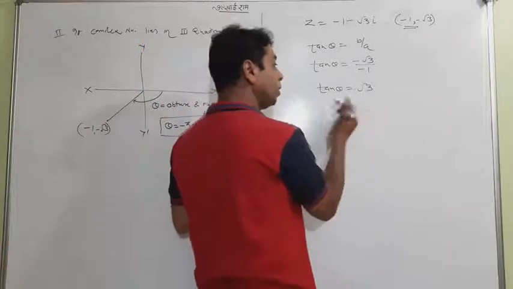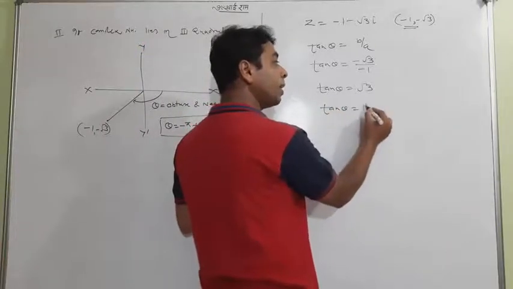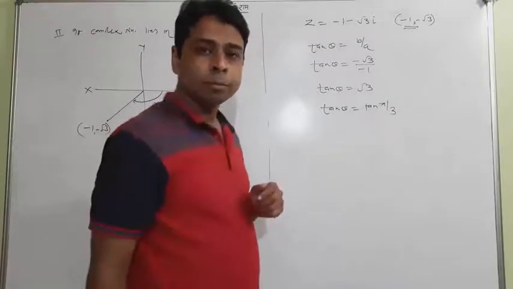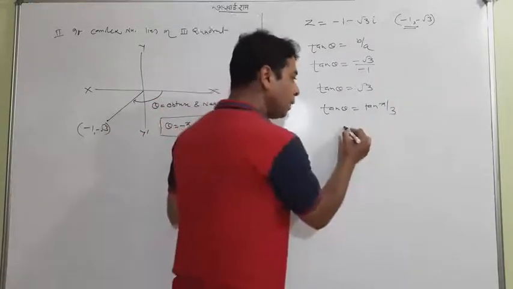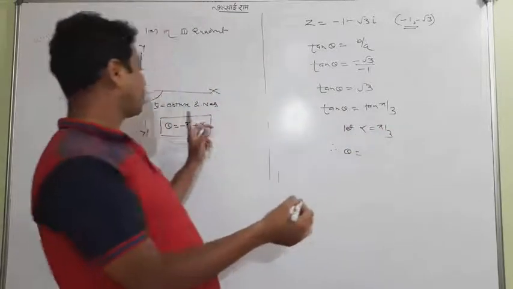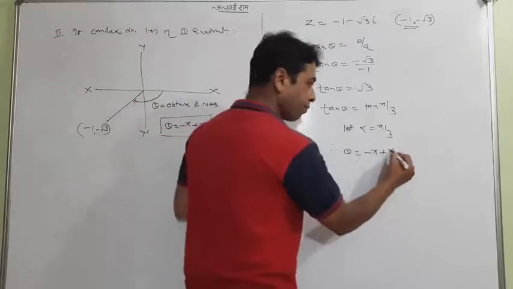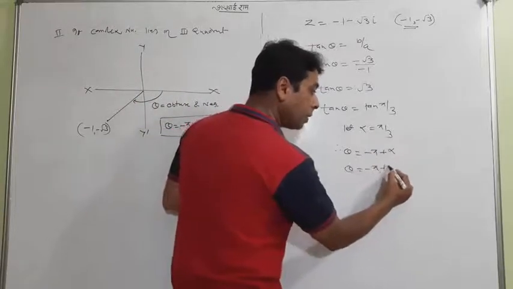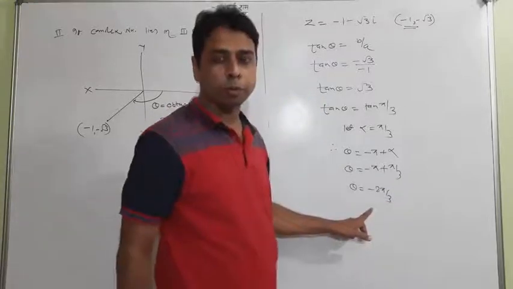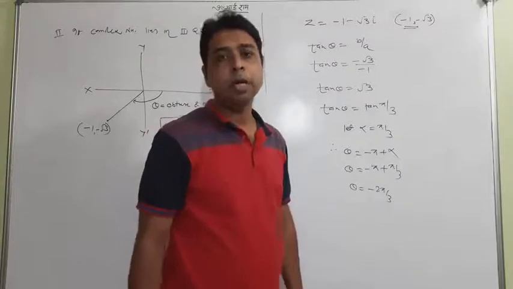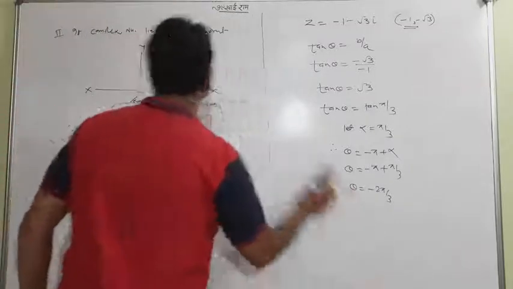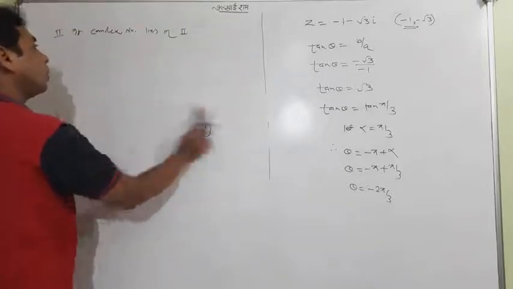So what to do, students? You will write tan theta is equal to tan 60. But you can't say theta equal to pi by 3, because it's going to be wrong. So what you do: let alpha be equal to pi by 3, and theta will be minus pi plus alpha, and theta will be minus 2 pi by 3, which is negative and obtuse both. So this is the idea. Remember the formula only. This is the formula for the third quadrant, and when the point lies in the fourth quadrant, it's very easy.